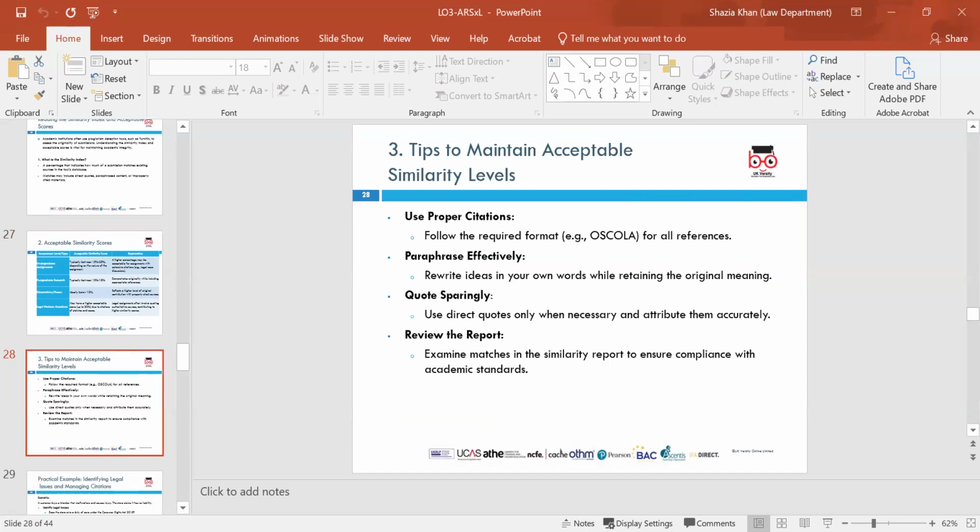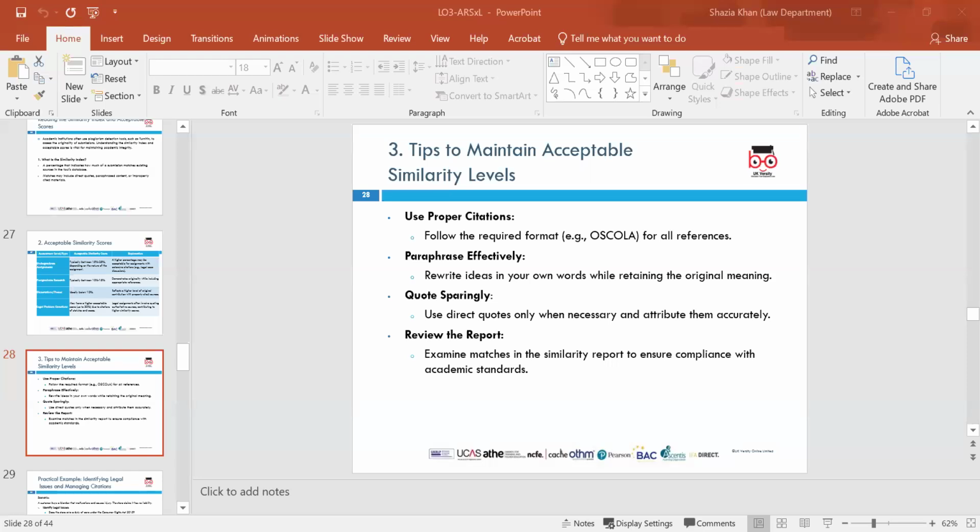Three tips to maintain acceptable similarity levels. An acceptable similarity depends on the school, instructor and the assignment. It's best to check the similarity scores, so use proper citations, follow the OSCOLA model for all references. Again, paraphrasing is really effective, so make sure you paraphrase your work and reduce the similarity as well.